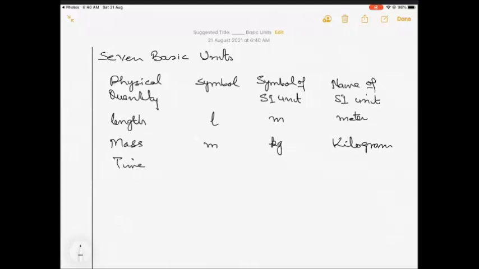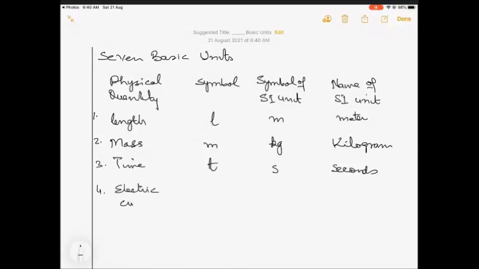After mass, we have time, a very important unit, as you are aware. Time is represented by t, and it is represented in seconds. Then we move to the next part. Next is electric current. I just write 1, 2, 3 so that you remember. Then 4 is electric current.